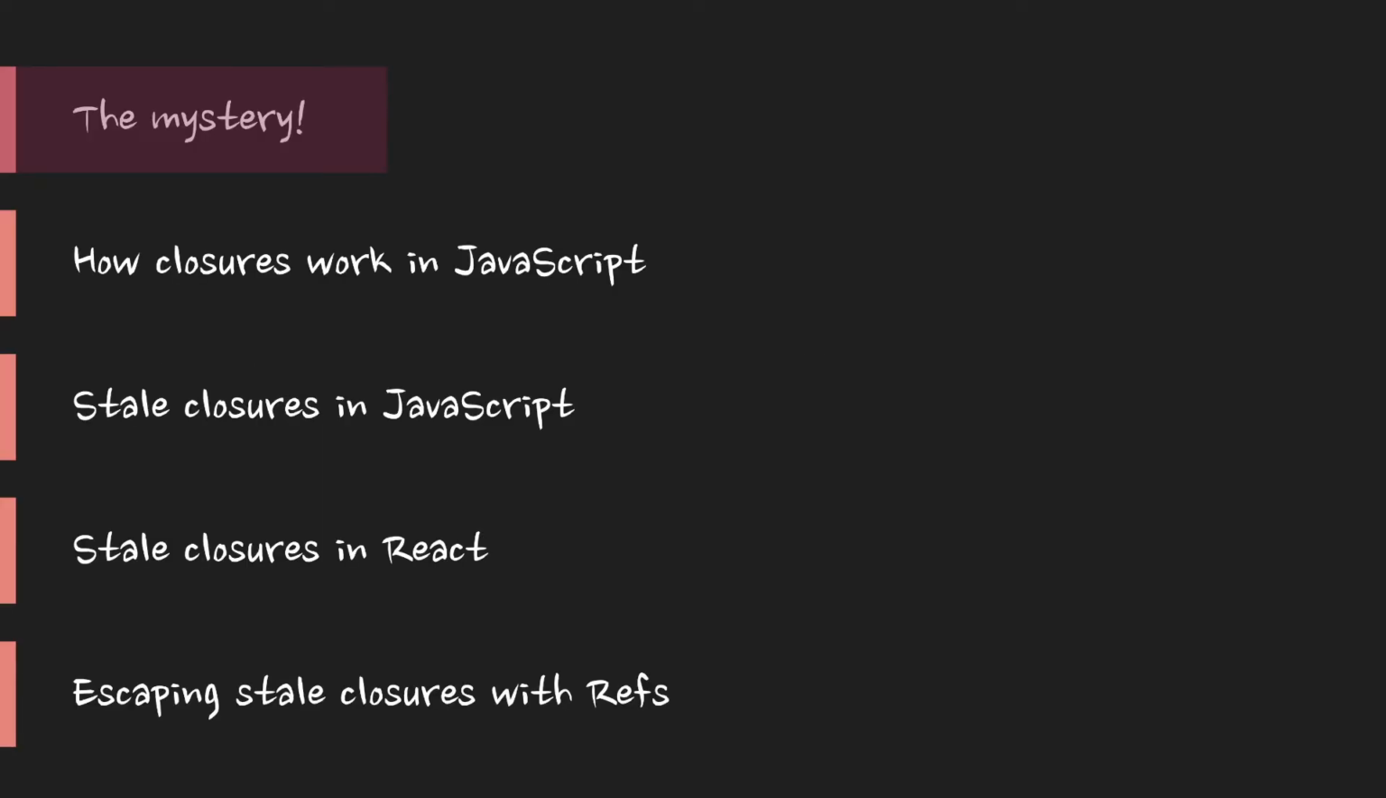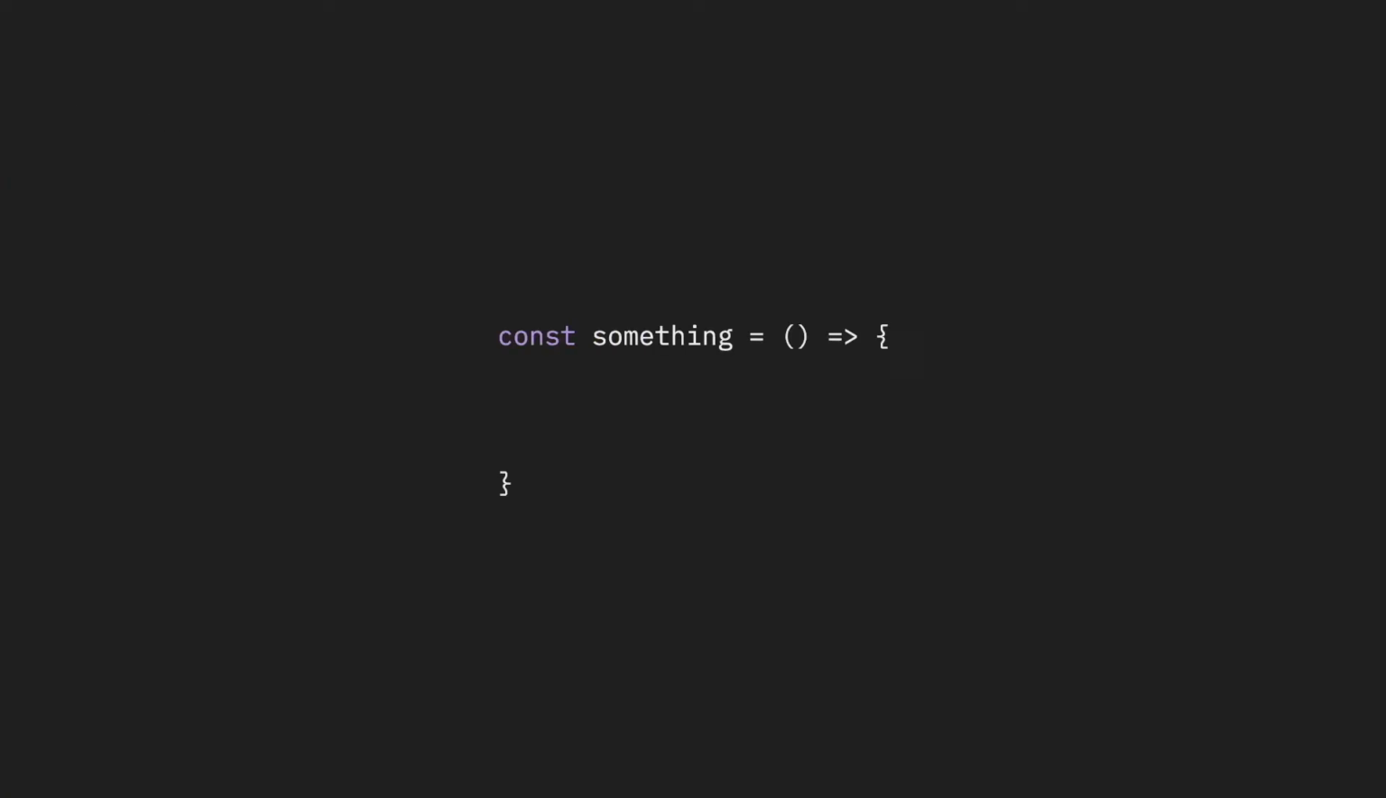This is a classic example of what is known as the stale closure problem. We'll take a look step by step at what exactly is happening here a bit later. Because in order to do that, we need to first understand what closures are and how they work without React. Let's start with the beginning.